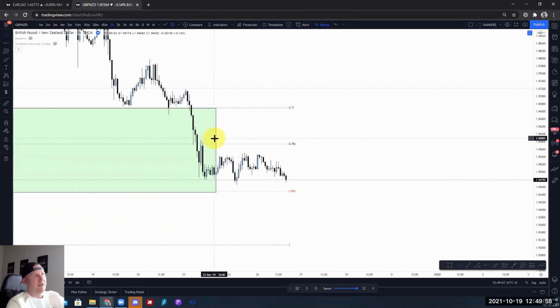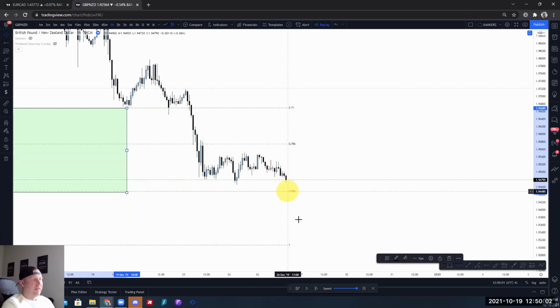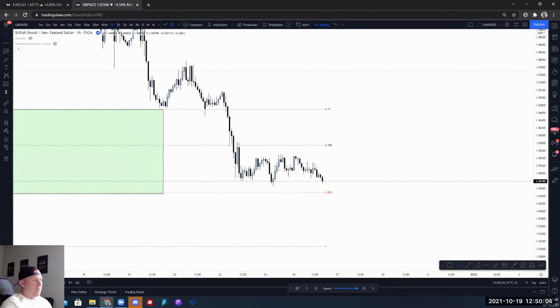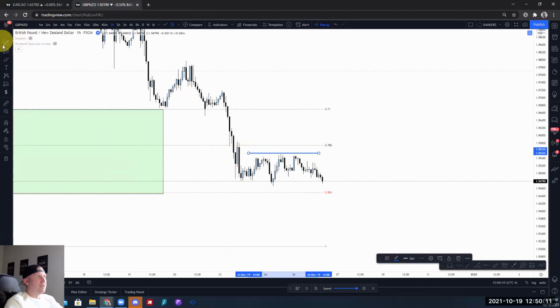What is price doing here in this kill zone between the 786 and the 886? Yeah, it's accumulation. It's building liquidity. It's ranging, consolidating, whatever you want to call it, right? So that's a good sign of manipulation in this point of interest.